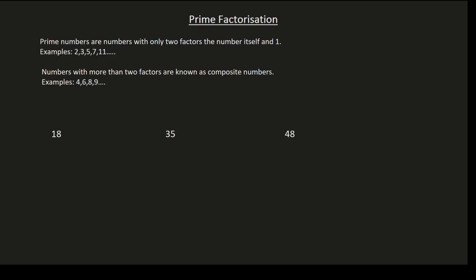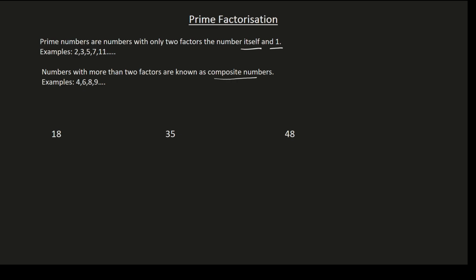First of all, let's look at what prime numbers are. These are numbers with only two factors, the number itself and 1. Examples are 2, 3, 5, 7, 11, and so on. Numbers with more than two factors are known as composite numbers. Examples are 4, 6, 8, 9, and so on.